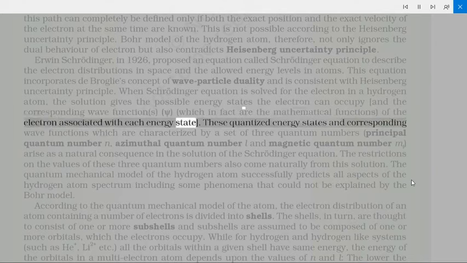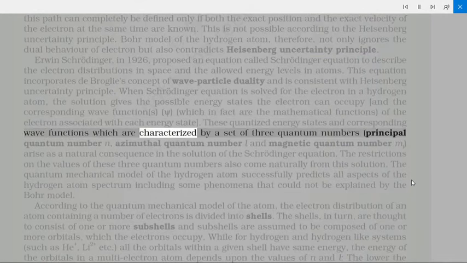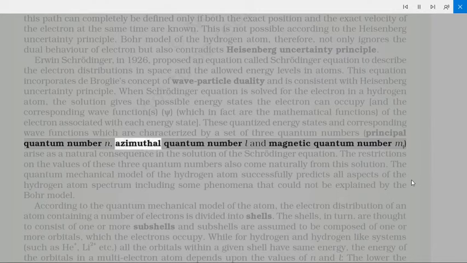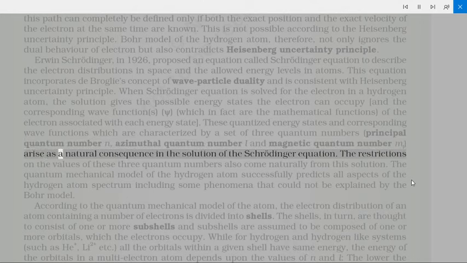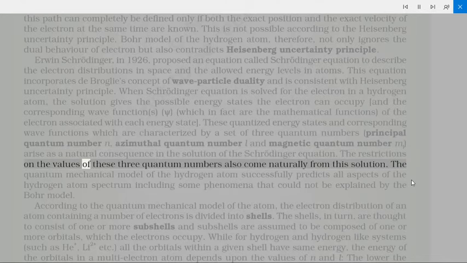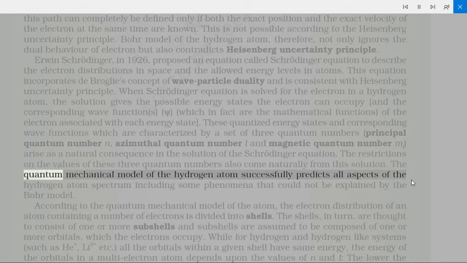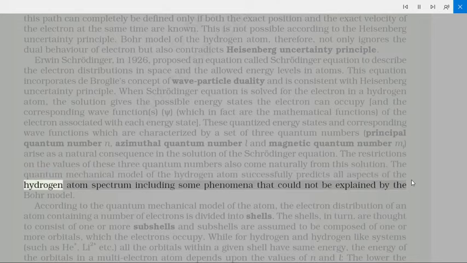with each energy state. These quantized energy states and corresponding wave functions, which are characterized by a set of three quantum numbers, principal quantum number n, azimuthal quantum number l and magnetic quantum number ml, arise as a real consequence in the solution of the Schrödinger equation. The restrictions on the values of these three quantum numbers also come naturally from this solution. The quantum mechanical model of the hydrogen atom successfully predicts all aspects of the hydrogen atom spectrum, including some phenomena that could not be explained by the Bohr model.